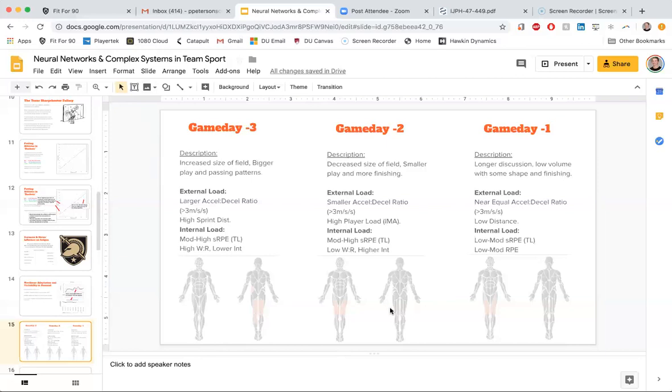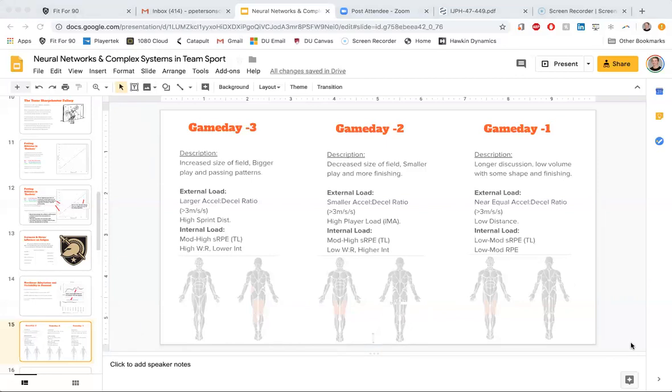Internal load, of course, would be moderate to high. A lot less than you would expect with these guys, being that they're used to that sort of model. Now, our work to rest ratio is low, in that we try and keep quality a little bit higher there.